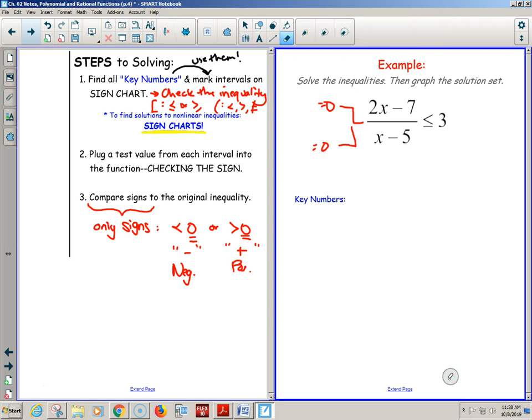So, pause. If the idea of my key numbers are solutions, zeros are solutions, and undefined points. Hold on, maybe we should separate because we have to find both. For rational, we're looking for zeros and undefined. We're looking for solutions and undefined. Can you guys tell just by looking where this guy is undefined? That's usually the easiest one to pick out. Where is he undefined? 5. Bottom can't be 0. Okay, well that stays the same. That's a key number.